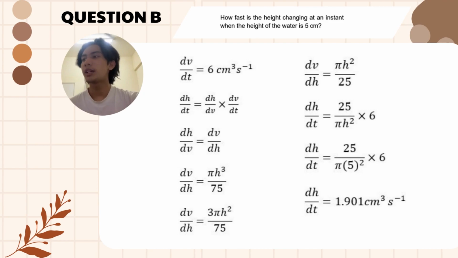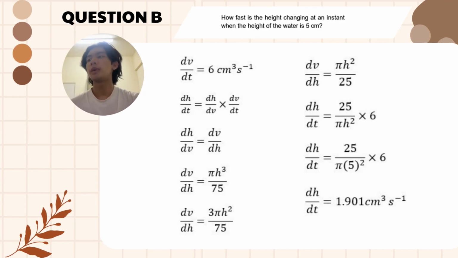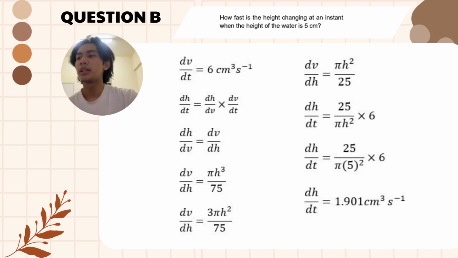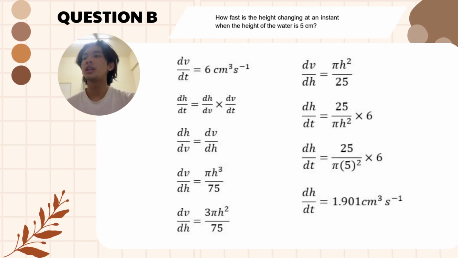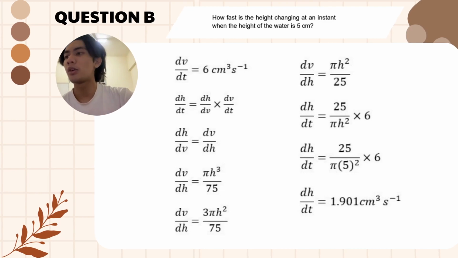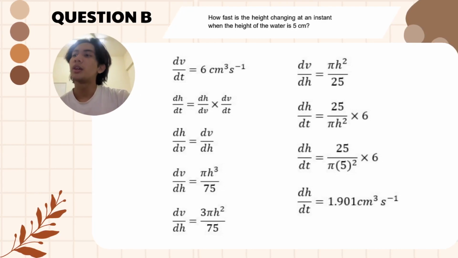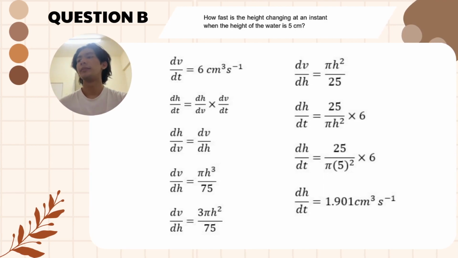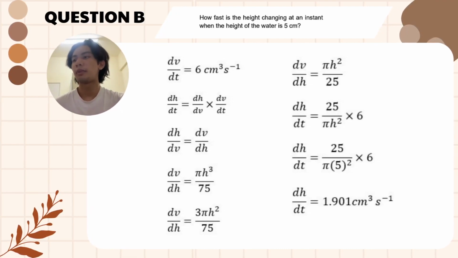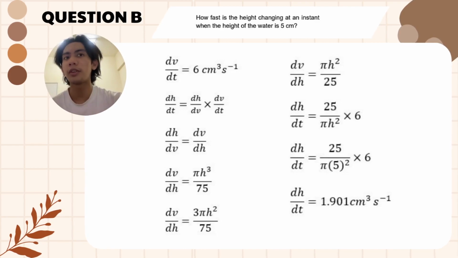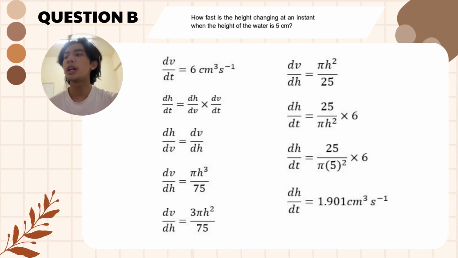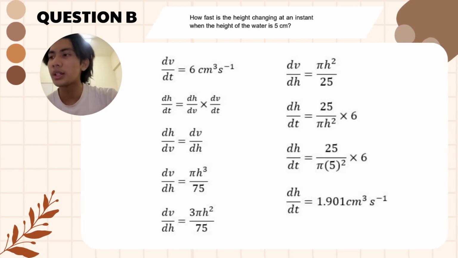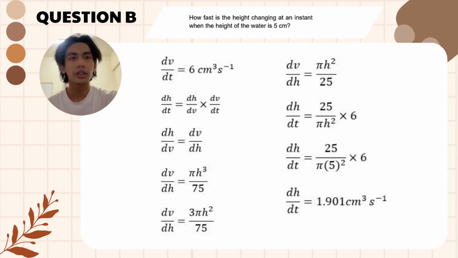So when we differentiate pi h³ over 75, we get pi h squared over 25. So we substitute it into dh over dt equals 25 over pi h squared, multiplied by 6. So we will get 25 pi, and for h we substitute 5, so 5 squared, multiplied by 6, and for the final answer we will get 1.909 cm per second.